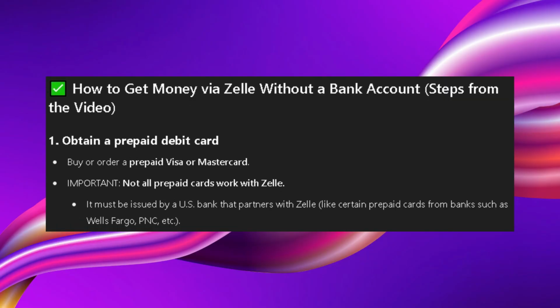So the first step you'll have to do is to get yourself a prepaid debit card. This is because some prepaid debit cards are compatible with Zelle, especially those on Visa or MasterCard. Make sure to choose a card that links your phone number or email address. Also make sure that the card requires a billing address.